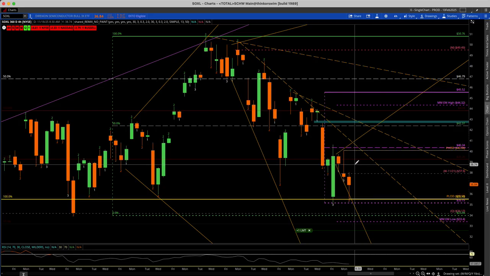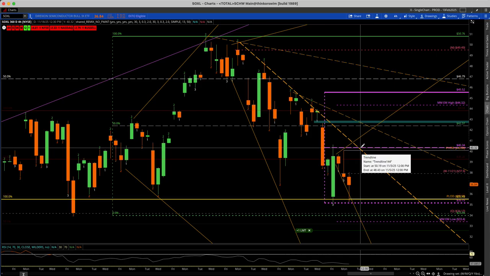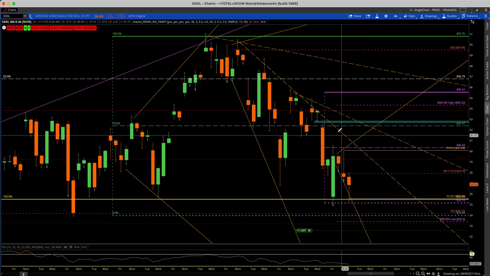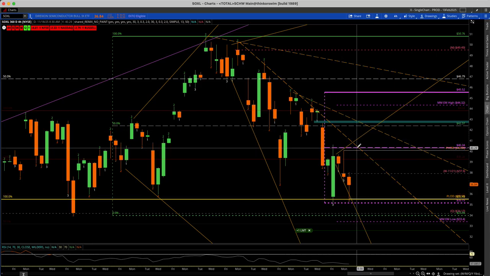Now, when we get to that level, we're running into last week's 50%. Possibly this, where it intersects with this daily downtrend line.